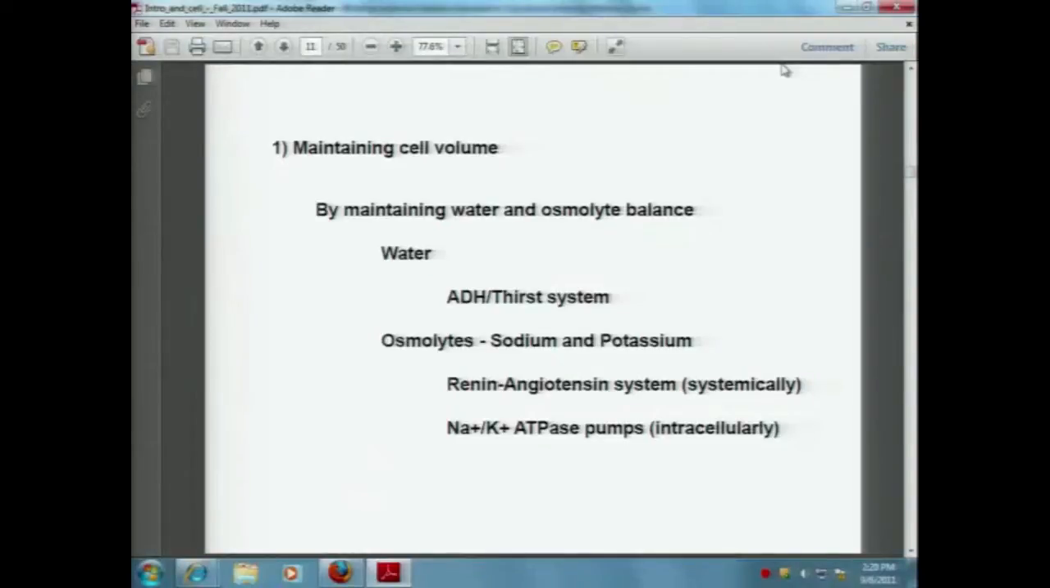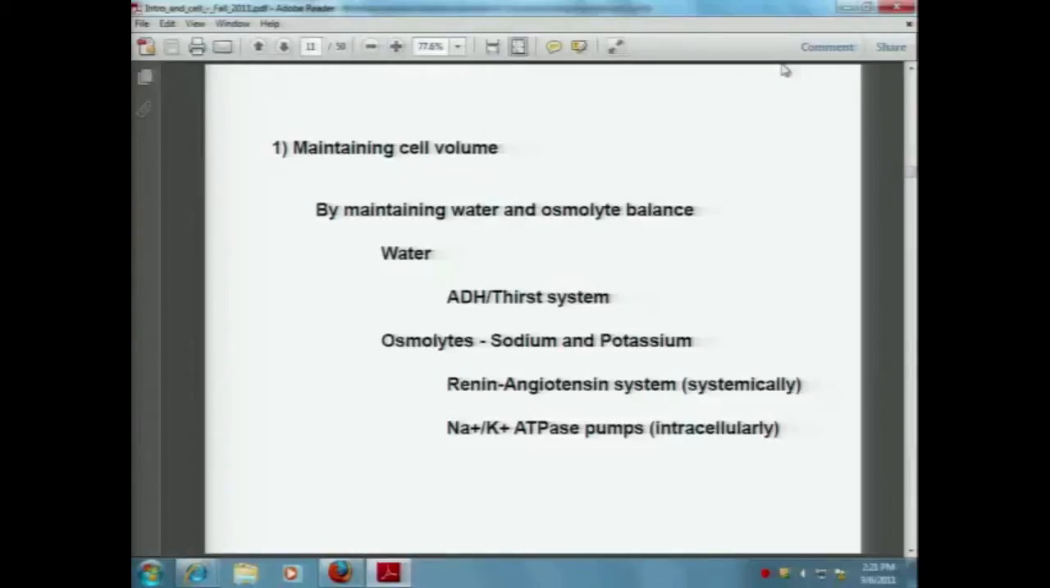Okay? So antidiuretic hormone, antidiuresis. Diuresis means the elimination of water. So antidiuretic hormone promotes water retention. Okay? Retention of water alone. The thirst system obviously controls the level of thirst that you have and therefore the water that you consume. Okay? So water balance systemically is controlled by this ADH thirst system.